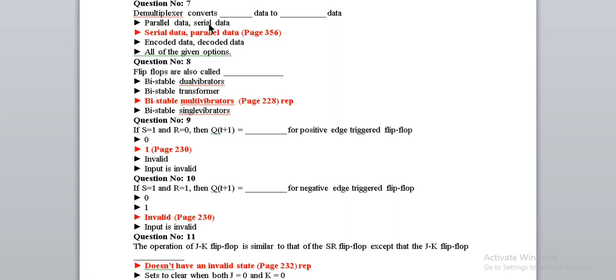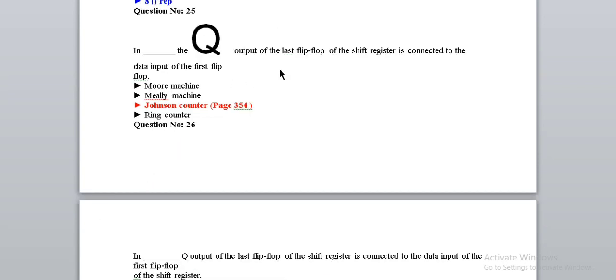Demultiplexer converts dash data to dash data: serial data to parallel data. Flip-flops are also called bistable multivibrators. If S is equal to 1 and R is equal to 1, the correct option is invalid. In dash, the Q output of the last flip-flop of the shift register is connected to the data input of the first flip-flop: Johnson counter.